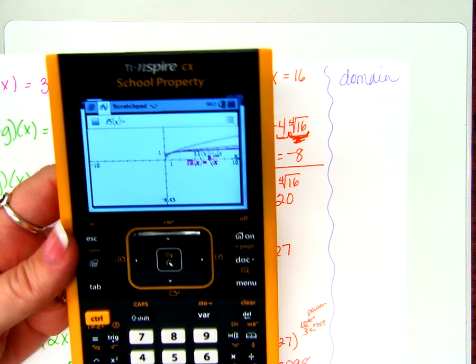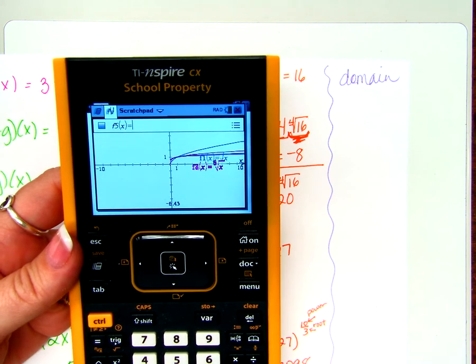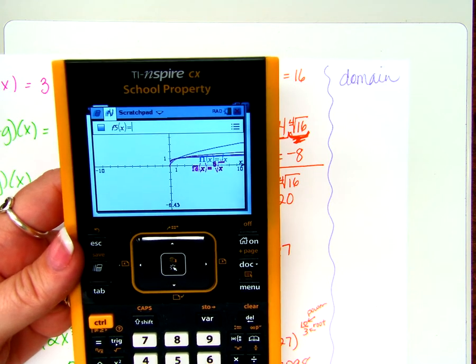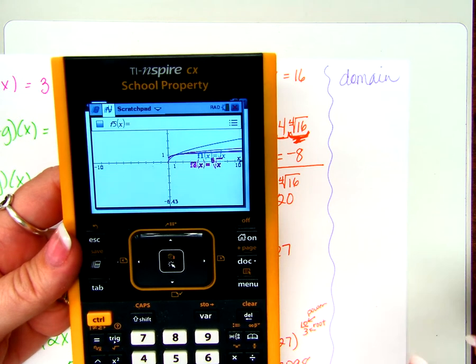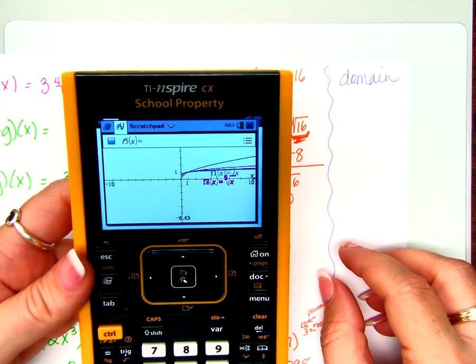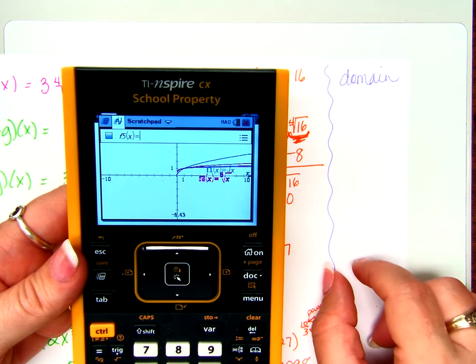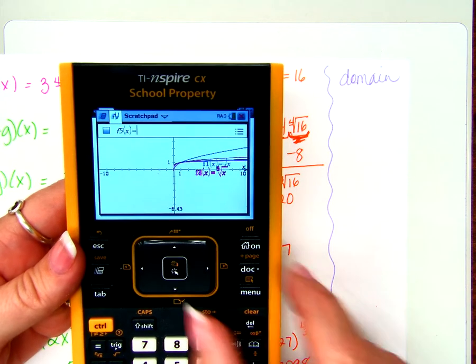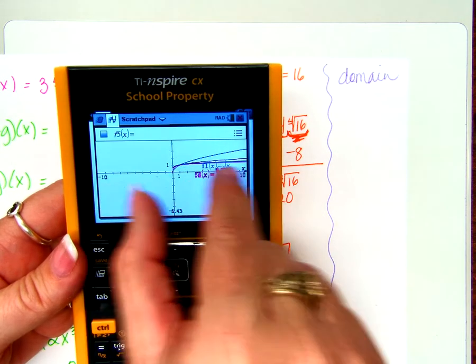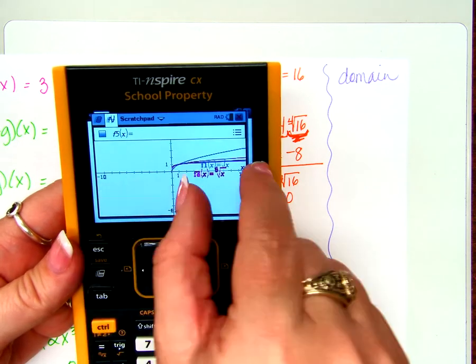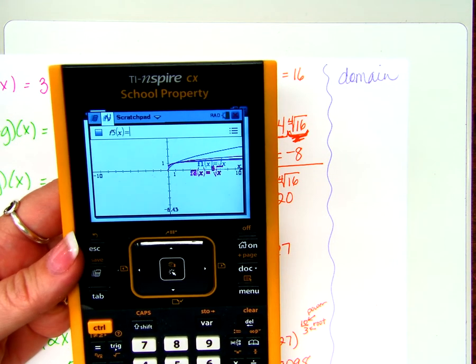0 to infinity. And how do you know that? Because it's an even number. Okay? It's an even number. Now, that's only if nothing is being added or subtracted to it, right? Because once we start adding and subtracting it, especially on the inside, it's going to move left and right, and that's going to change the domain, isn't it?